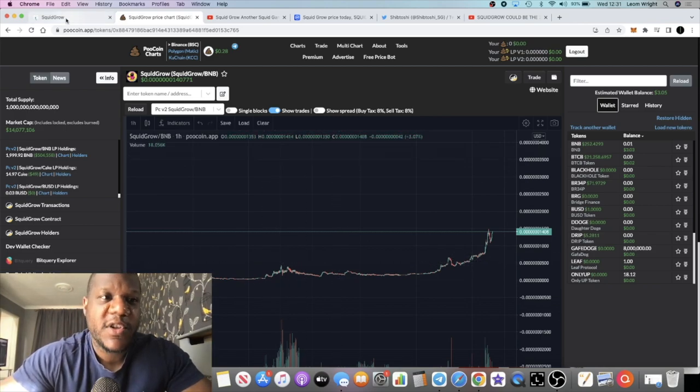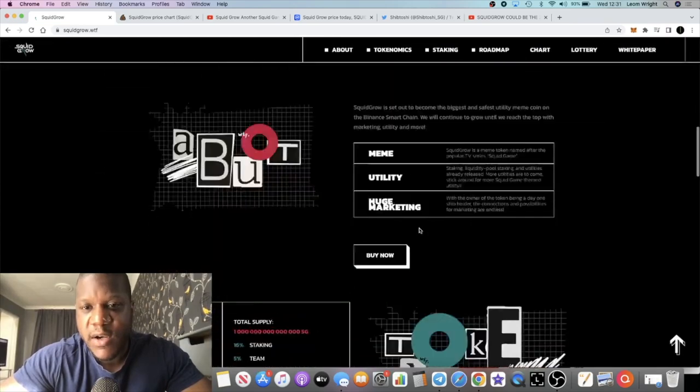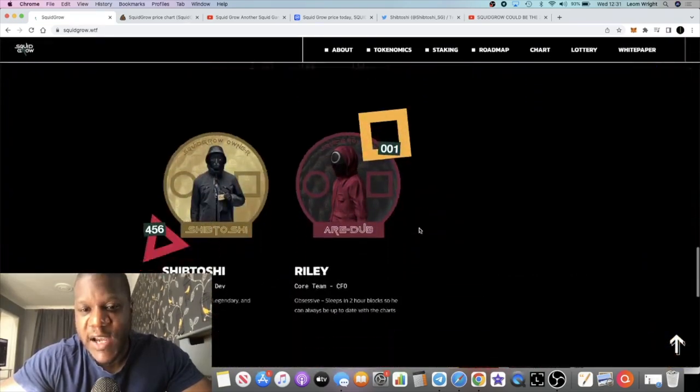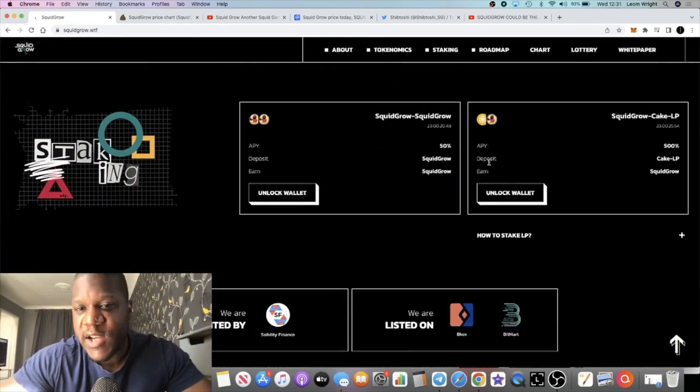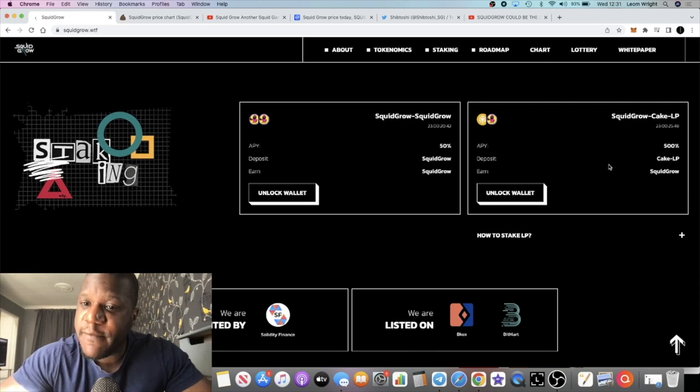However, if we go to the website, I did like the website and the fact that they had staking from the very beginning. You can actually get some pretty decent APY. If you just stake your Squidgrow, you can get 50%. But if you pair it up with Cake, you can get 500%.